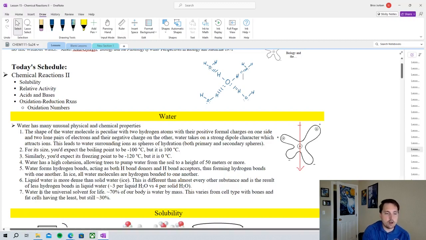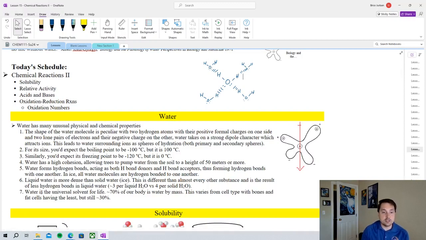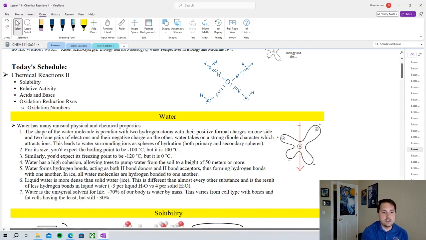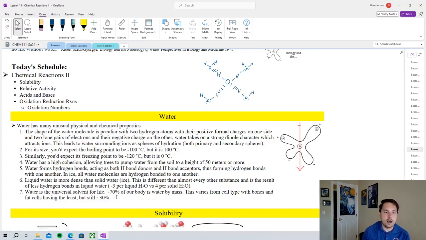And the last fact about water is that it's the universal solvent for life, as we know it. Our body contains around 70% water by mass. This does change depending on what cell type we're talking about. Bones and fat cells have the least amount of water, but still around 30% water by mass. This is really important to think about in terms of chemistry, because there's always going to be water present during a reaction in the body.